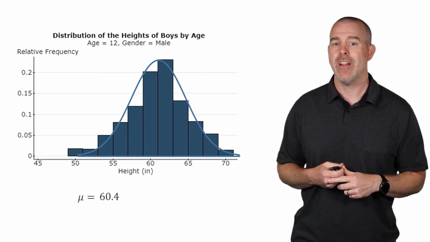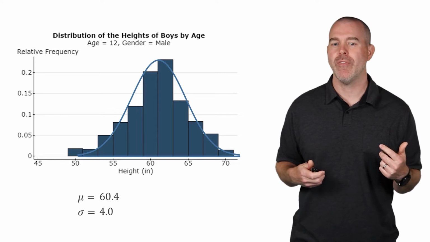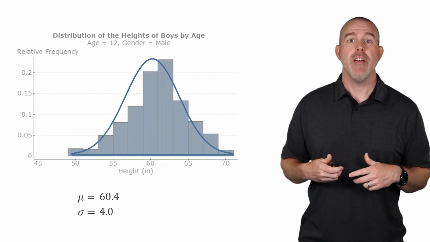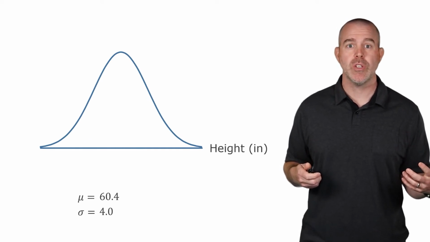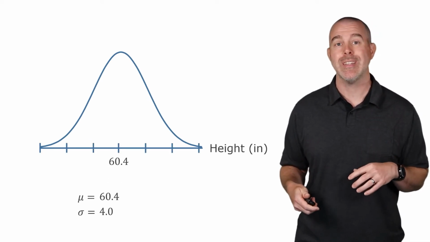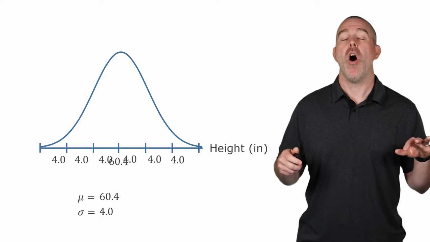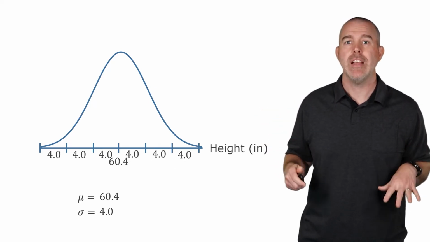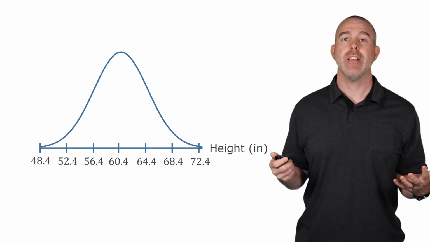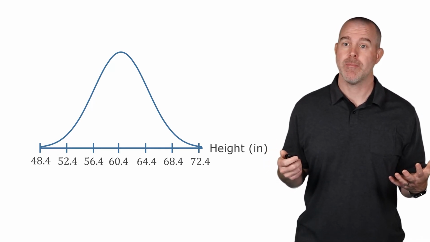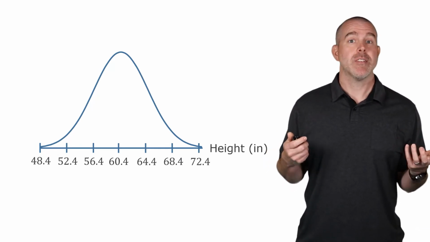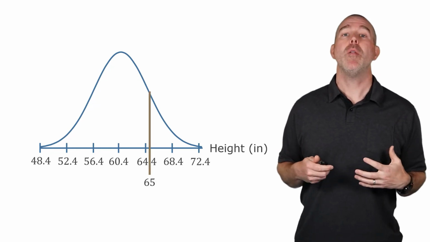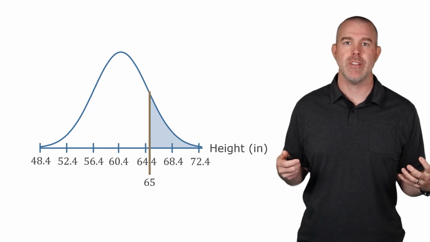Calculating the mean and standard deviation, we have a mean of 60.4, a standard deviation of 4.0. If we try to make our normal distribution then, 60.4 goes in the middle, and then out 3 standard deviations, each should be 4. And so if we add those together, here is our distribution of heights. We might then want to ask some questions. For example, say we look at 65 inches. We want to know what proportion of boys are taller than 65 inches.